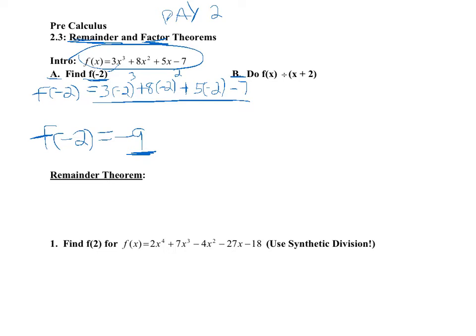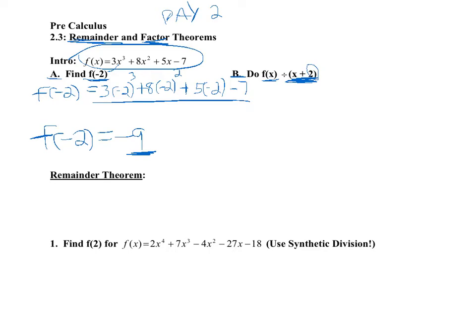Now I'm going to take f of x and divide it by x plus 2. From the last video, we could use either long or synthetic division. Well, if we're just dividing by x plus a number, we're going to use synthetic. Synthetic is a lot easier. Now if we're dividing by x plus 2, we take the opposite of this, so we're going to do negative 2.